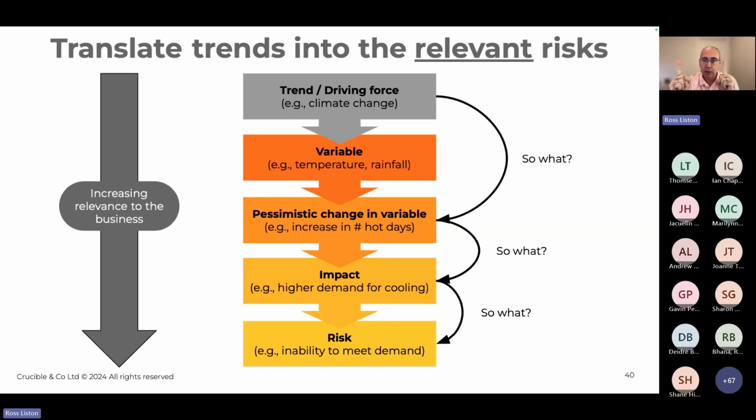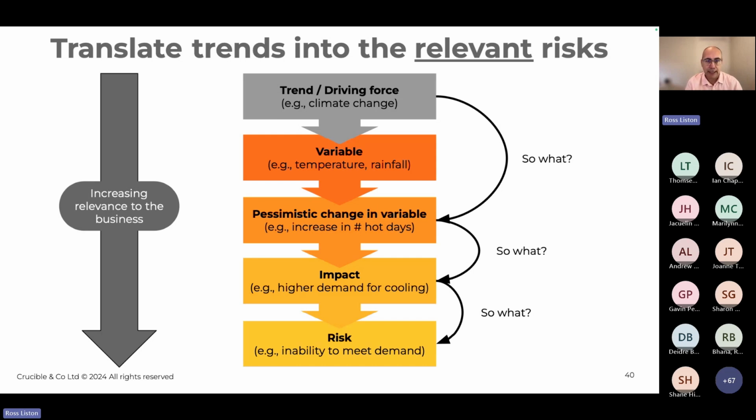You can see I haven't decided whether I mean high, low, whatever the case may be. That comes through in the pessimistic change in the variable. I could also have the optimistic change, but I'm just explaining one example to unpack it. So we've gone from the trend being climate change. The pessimistic variable view that we'd work with is we have an increase in the number of hot days. Okay, so what? Well, what would that impact be? Well, if we have a hotter day, there will be greater demand for cooling. So you can imagine if you were a gentailer in New Zealand where you're providing energy resources or energy supply, whatever the case may be, you now need to be aware that the risk is that you have this increased demand that you're unable to respond to.